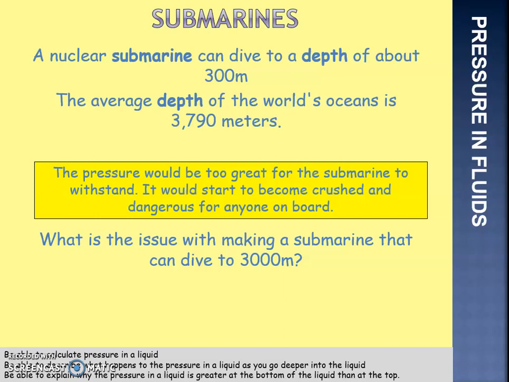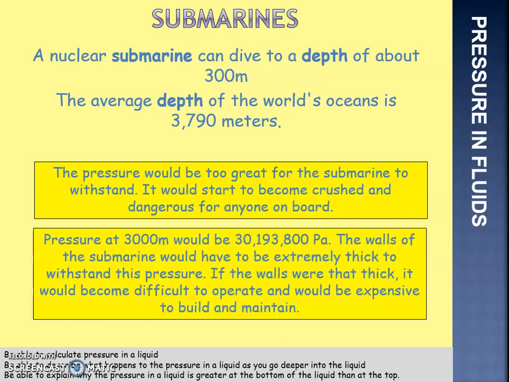So what's the issue with making a submarine that can dive to 3,000 meters? Pressure at 3,000 meters would be 30 million pascals. The walls of the submarine would have to be extremely thick to withstand that pressure, and if the walls were that thick, it would become really difficult to operate, expensive to build and maintain, and it would have a huge mass, so it would be really difficult for us to use that.